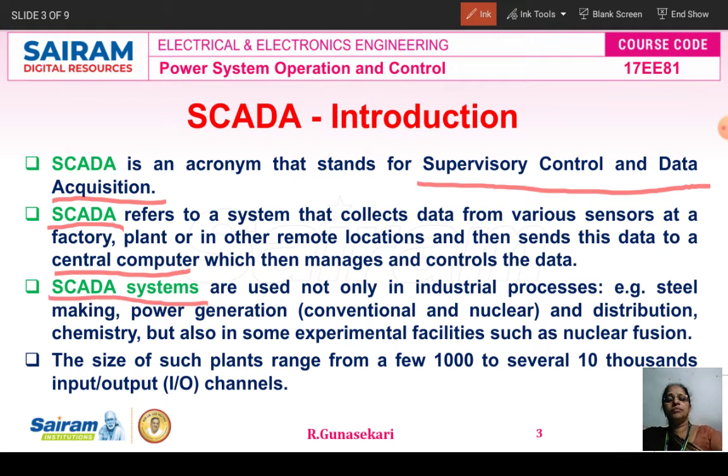SCADA systems are used not only in industrial processes, for example steel making, but also in power generation, which may use conventional energy sources or nuclear power generation, as well as distribution and chemistry. They are also used in some experimental facilities, such as nuclear fission. For these purposes, we use SCADA systems. The size of such power plants ranges from a few hundred to several tens of thousands of input and output channels, in full automatic control.